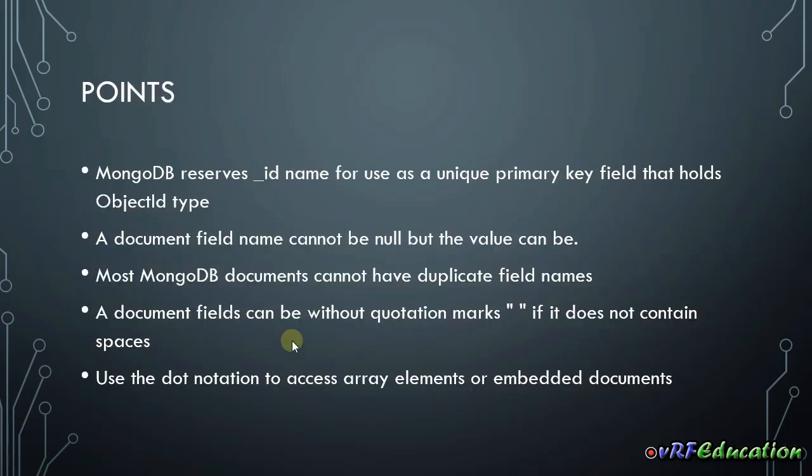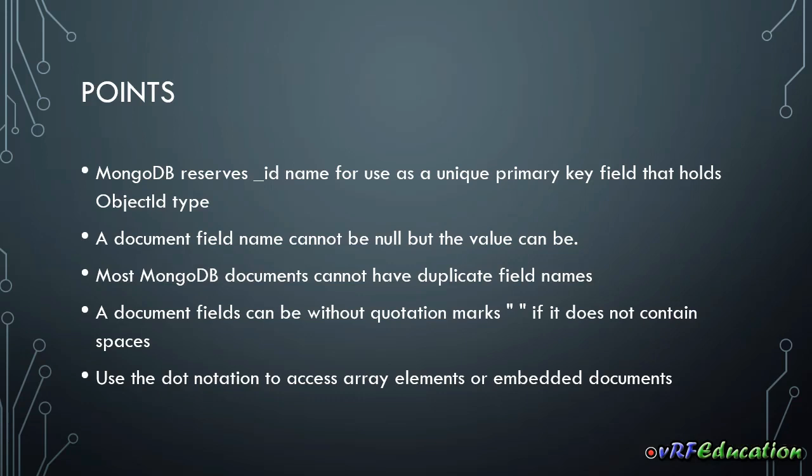Here are some points about documents inside MongoDB. MongoDB reserves the underscore ID name or field for use as a unique primary key field that holds the object ID type. However, we can give any name to this field, and also we can use any data type other than object ID, and we will check it when we want to insert some data inside a collection. And also a document field name cannot be null, but the value can be. So we need to specify the name for a field explicitly.